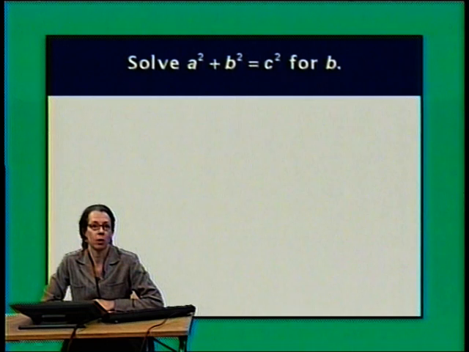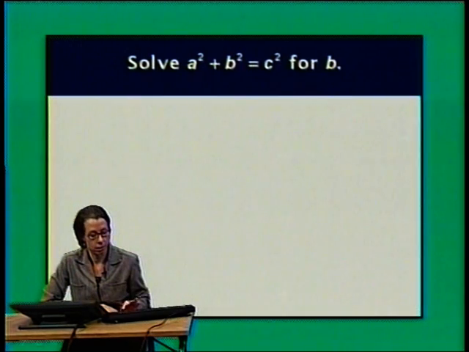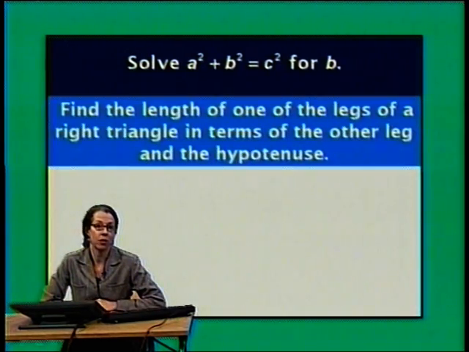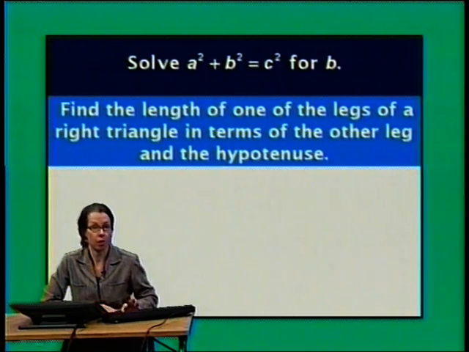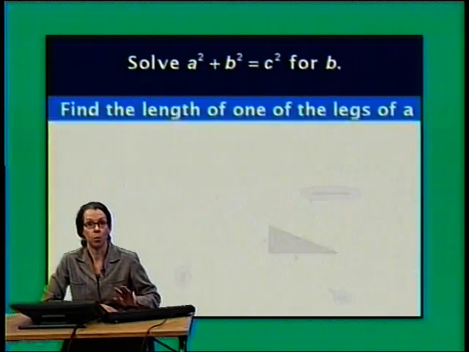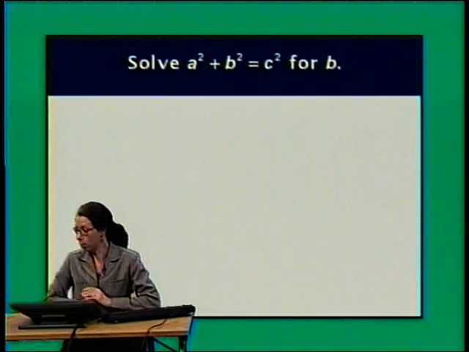Here's an example. We're given the formula a squared plus b squared equals c squared, and we're asked to solve it for b. Well, this formula probably looks familiar to us. So what we're being asked to do here is to find the length of one of the legs of a right triangle in terms of the other leg and the hypotenuse. So let's solve this formula for b.